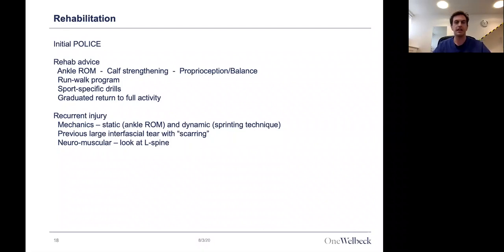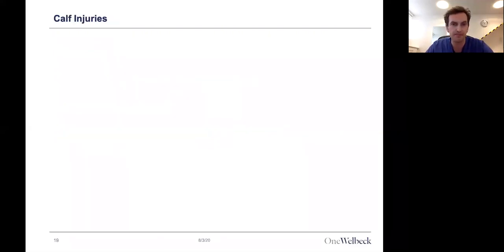And the last thing to look at is the lumbar spine. So in individuals who have recurrent calf tears, but normal appearance of their calves, it's well worth considering imaging of the lumbar spine to see if they've got radicular signs and potential compression of a nerve root, which is leading to issues with neuromuscular firing.